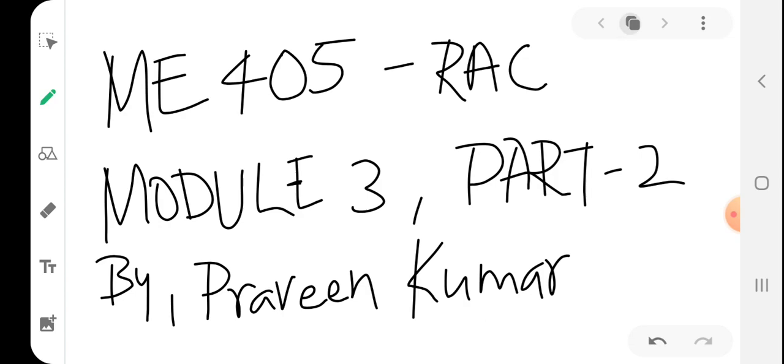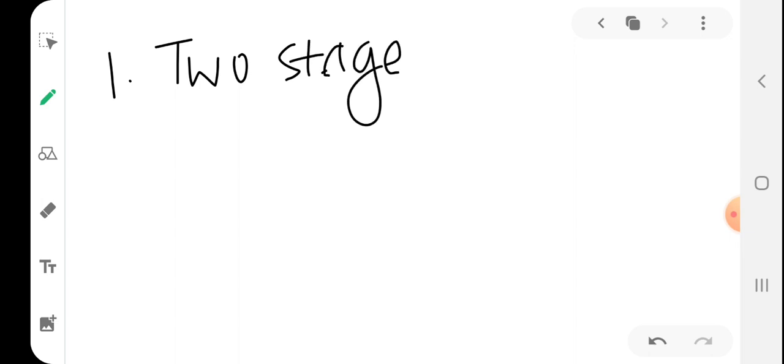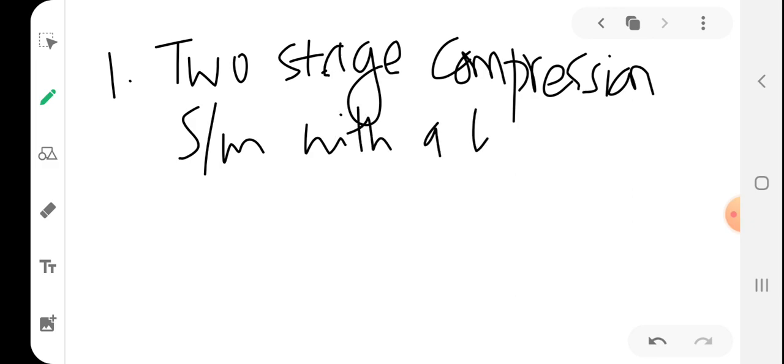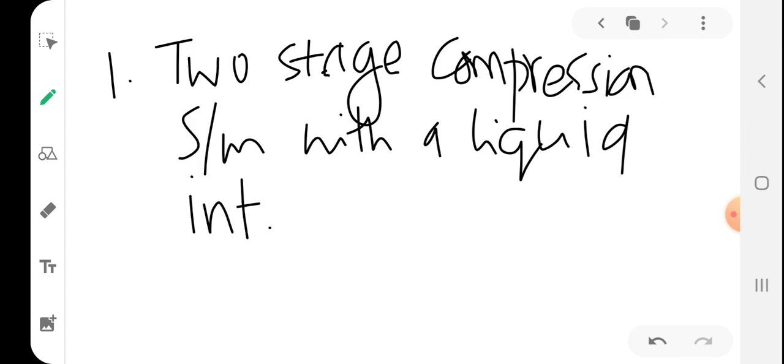And students, in the previous session, we have studied two types of multiple compression system. The first one was a two-stage compression system with a liquid intercooler, right? A liquid intercooler. There we were able to reduce the work required in the compressor.